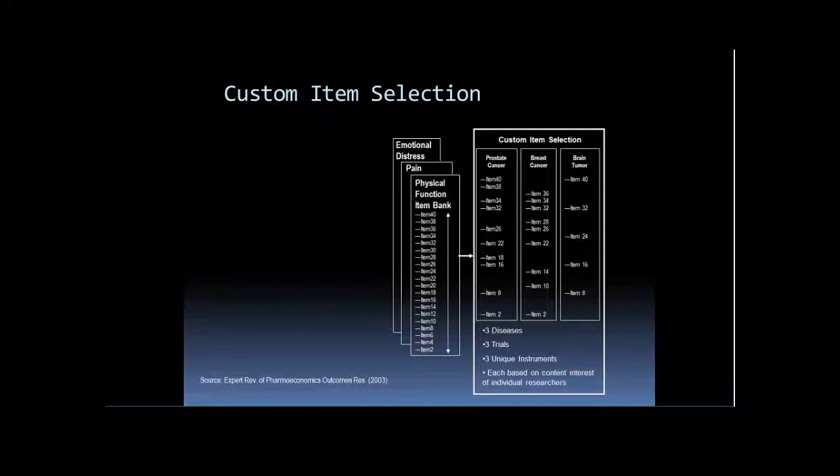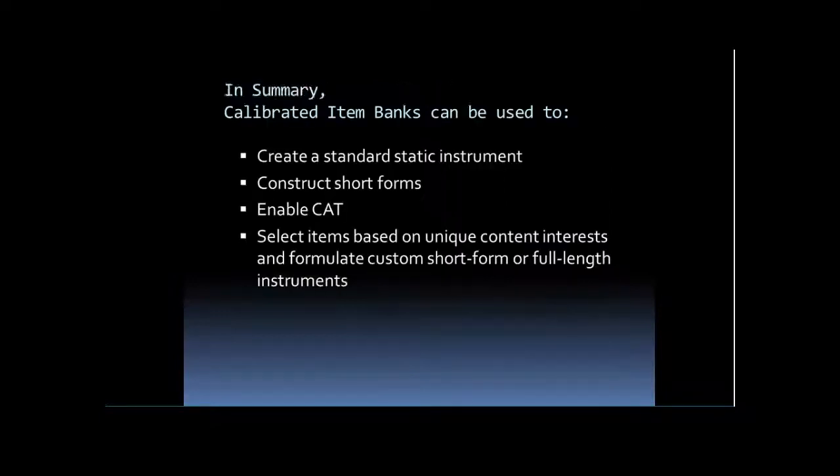Custom item selection: PROMIS, NeuroQual in particular, allow you to go in and pick different sets of items, different diseases, different trials. Very often you get better face validity for your patients if you pick particular items. The PROMIS banks allow you to do that. So in summary, calibrated item banks can create a standard static instrument or a short form or a CAT, or you can select content of interest.